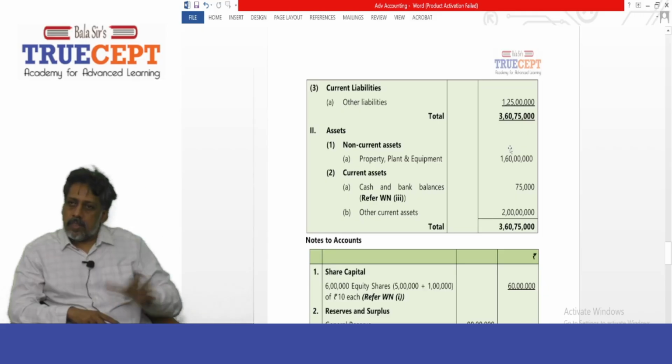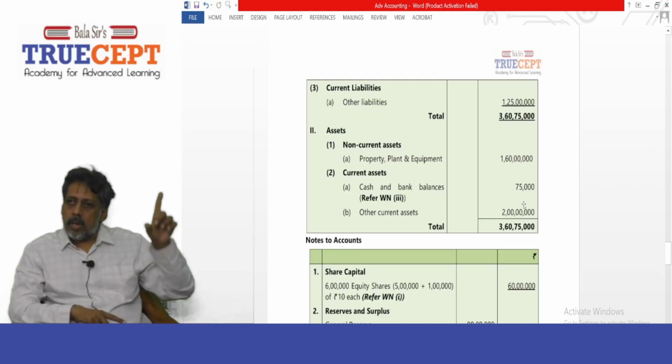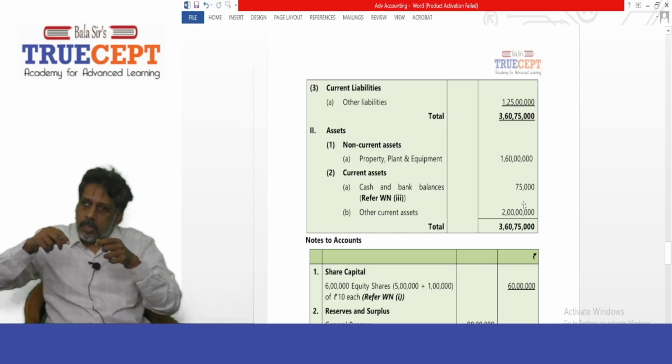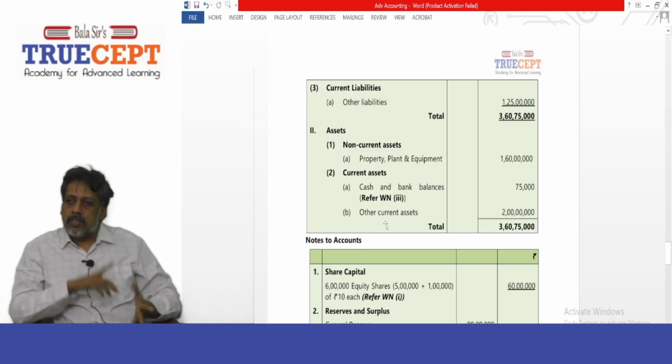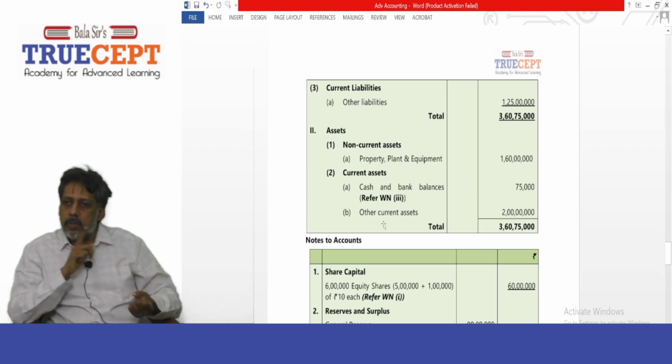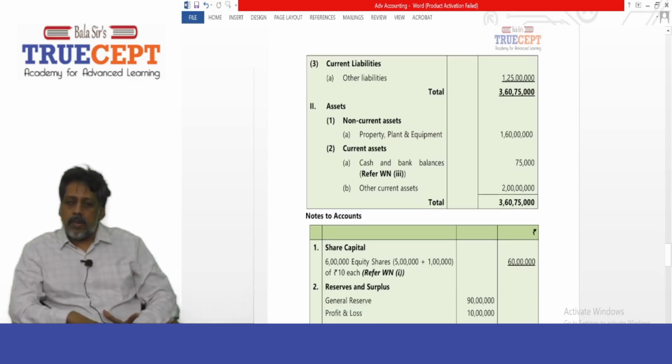Then assets, you have non-current. Property, plant, equipment. How much? 1 crore 60 lakh. And no non-current investment because it has been already sold. Next, cash and bank balance 75,000. 75,000 cash and cash equivalents. Then other current assets 2 crore. That is all. And what is the balance sheet total? 3 crore 60 lakh 75,000. So guys, learn this example really well. Good luck.